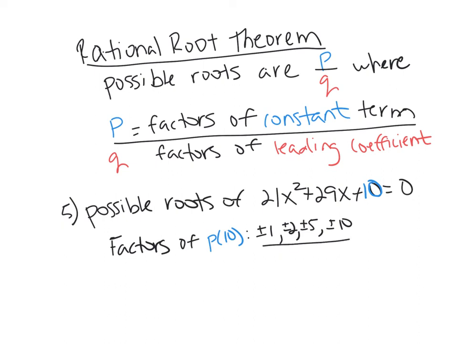Now I need to find factors of my leading coefficient. The leading coefficient is the number in front of the highest exponent, so 21. So what are my ways to get 21? Plus or minus 1, plus or minus 21, plus or minus 3, plus or minus 7. So what we can do to find possible roots is take our first numerator and put it all over our denominator and keep going down the list.